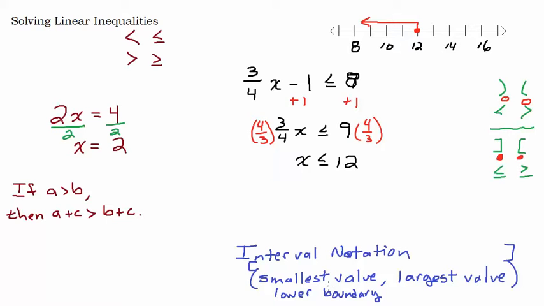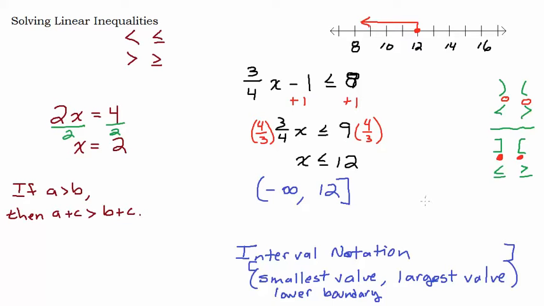Okay, what's my smallest value of x that's going to work? Well, x goes forever negative. There is no smallest value, so when that happens we write negative infinity. That's where we're going to start. And then we put a comma, and what's my largest value of x? Well, it's going to go all the way up to 12. Now, do I want to include 12 or not include 12? If I want to include 12, I'm going to use a bracket. Okay, and that's interval notation.